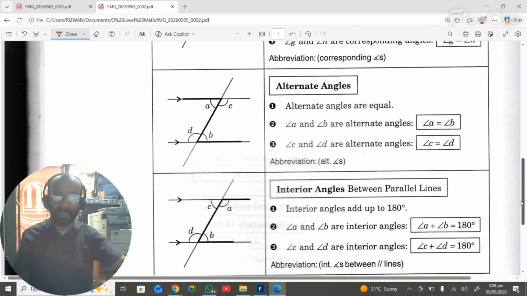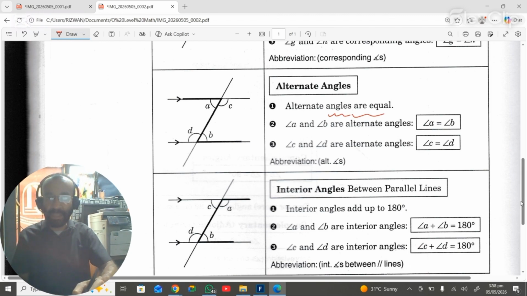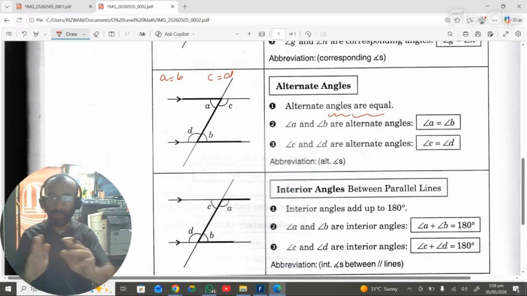Next type is alternate angles. So alternate angles are also equal. So alternate angles are in this figure whenever two parallel lines are cut by a transversal line. This angle A and B will be equal, and these are alternate angles. Likewise, C and D are also alternate angles, and these are also equal angles.